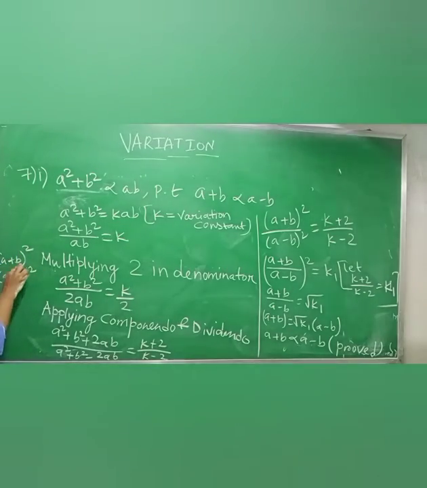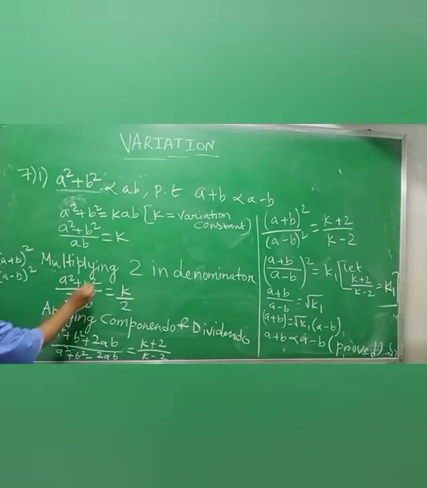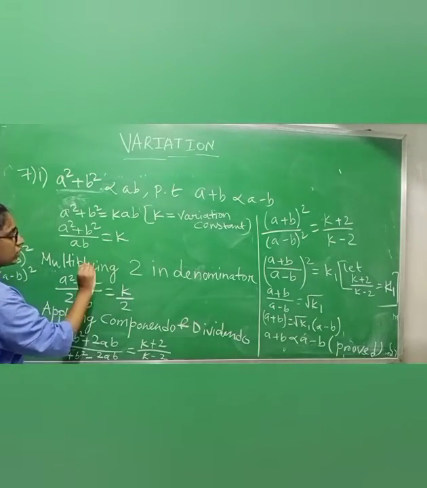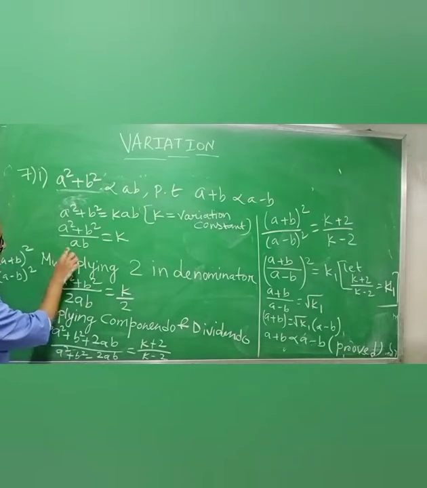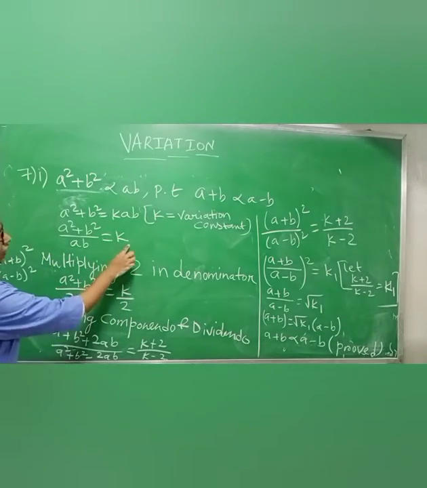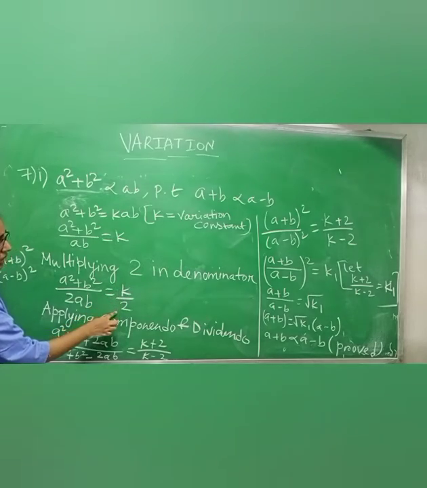What is the formula of a plus b whole square? a square plus b square plus 2ab. And what is the formula of a minus b whole square? a square minus 2ab plus b square. So for that I need 2, that is I am multiplying 2 in the denominator. When I multiply in the denominator, of course it will multiply both sides. That is why 2 is coming here, and here also 2 is coming, that is why it is k by 2.